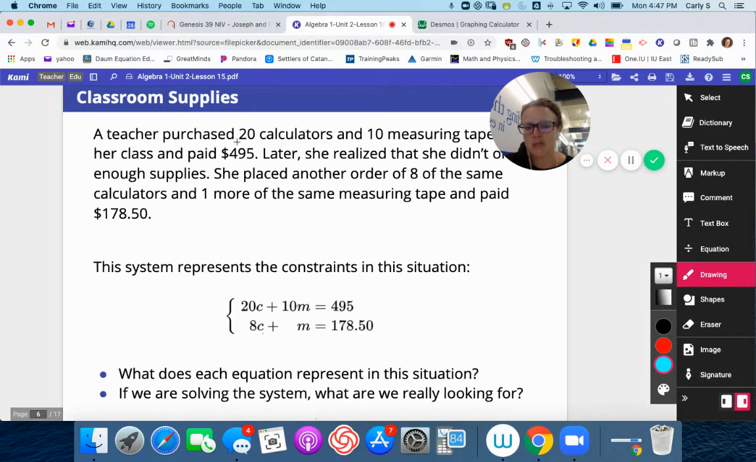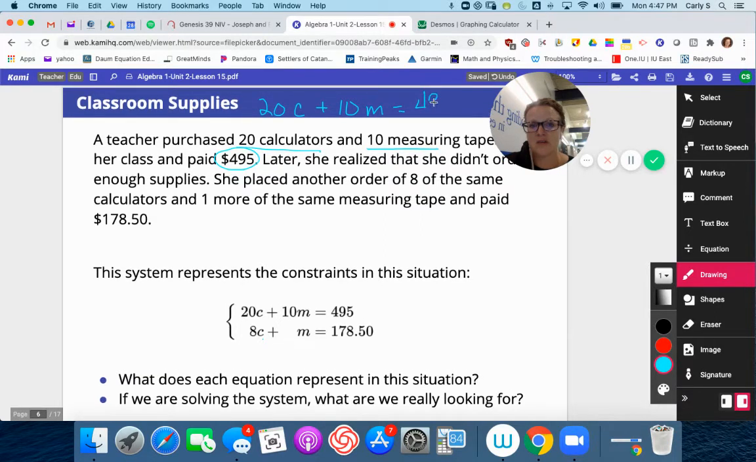A teacher purchased 20 calculators and 10 measuring tapes for her class and paid $495. You guys have learned how to write equations for this. You should be able to. If we said that was 20 times the cost of one calculator plus 10 times the cost of one measuring tape and spent $495. Okay, you guys know how to do that.